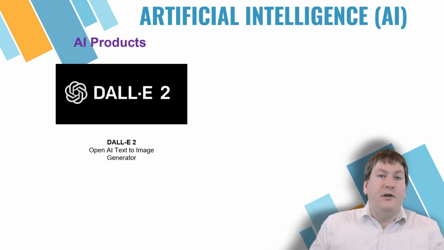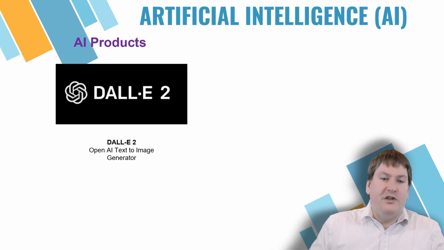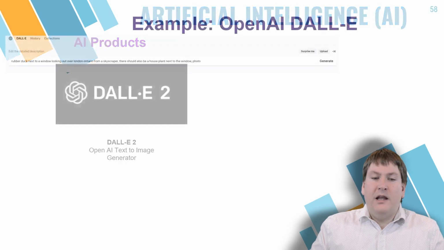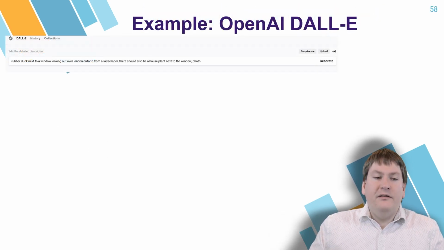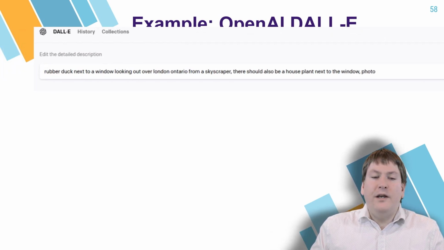OpenAI is a group that's been doing a lot of really advanced AI work recently that you've probably heard of, and includes things like ChatGPT. So the way this DALL-E model works is it allows users to input a simple text prompt. Here we have "rubber duck next to a window looking out over London, Ontario from a skyscraper. There should be a houseplant next to the window, comma, photo."